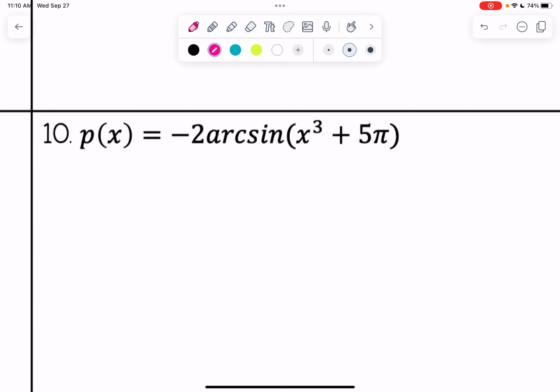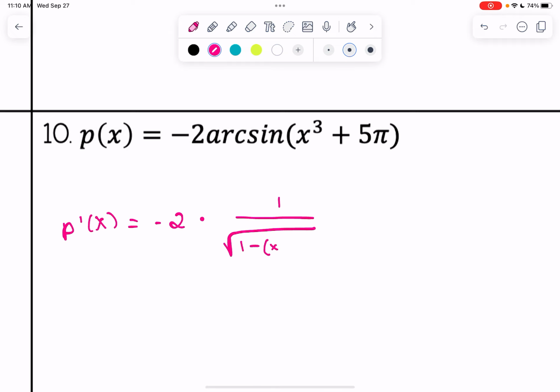Number 10. Looks a bit more complicated, but it's kind of just a combination of other skills we've practiced in this video. We're going to take the derivative, keep the coefficient, so keep -2. The derivative of arc sine, remember that's the same thing as inverse sine, is 1 over the square root of 1 minus whatever you were taking the arc sine of, so in this case, x cubed plus 5 pi squared. And since this is chain rule, we're going to multiply by the derivative of the inside, which is 3x squared.